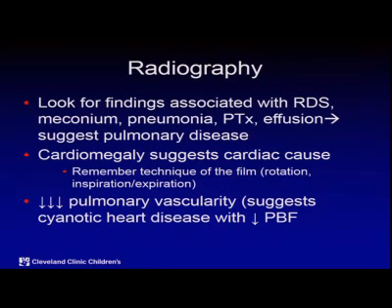So on the chest X-ray, you look for things like RDS, meconium, etc., that clue you into a pulmonary etiology. On the other hand, if you see cardiomegaly, that's a red flag for heart. Or if you see very decreased pulmonary vascularity, so you barely see pulmonary vascular markings, this suggests a cyanotic heart disease that is accompanied with decreased pulmonary blood flow.